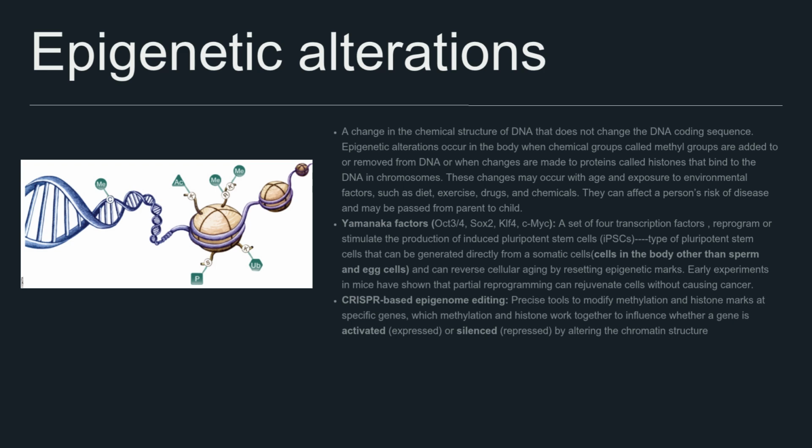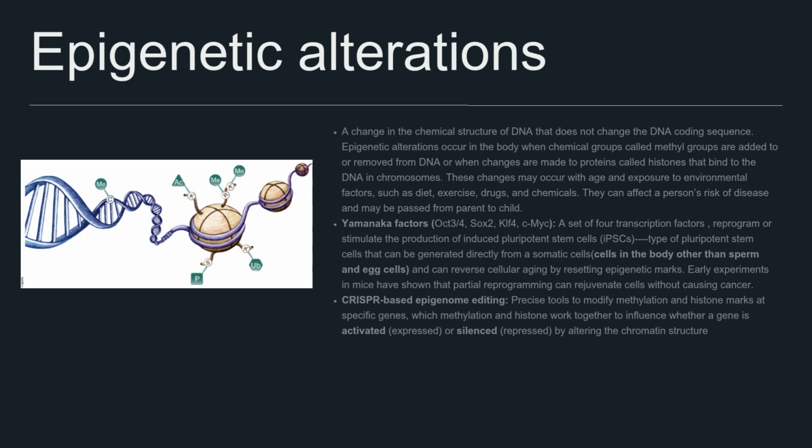So, epigenetic modifications and aging. Epigenetic alterations are changes in the chemical structure of DNA that do not affect the DNA coding sequence. These changes occur when chemical groups, such as methyl groups, are added or removed from the DNA, or when histone proteins that bind to DNA are modified. These modifications can result from environmental factors, including diet, exercise, drugs, and chemicals, and may contribute to aging and disease risk. They can also be inherited from one generation to the next.